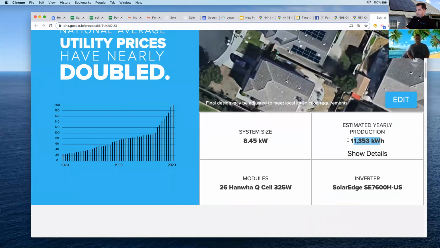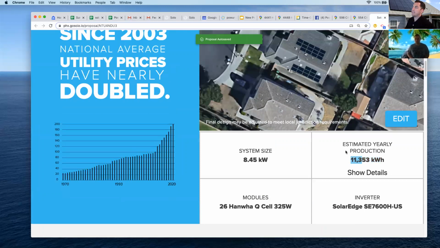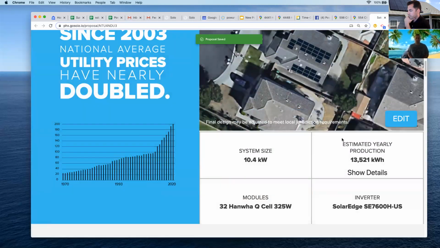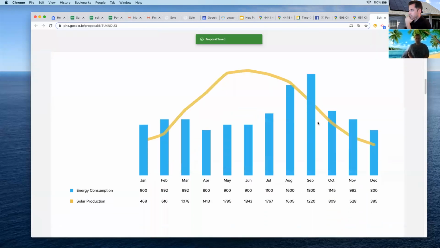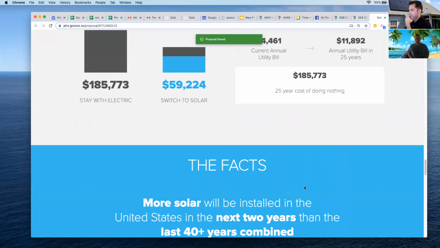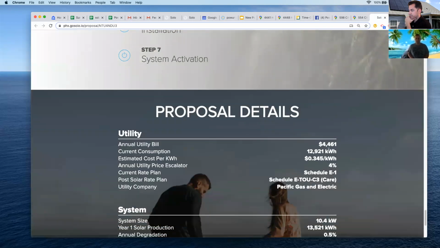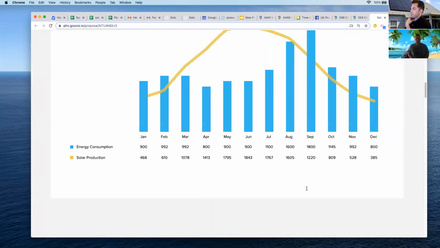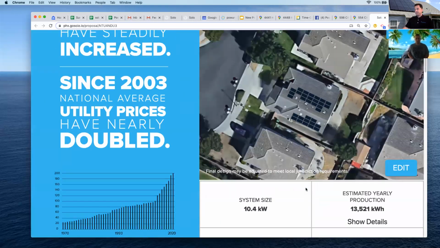Estimated production. It just so happens we're already at 11,353, guys, but customize that. Now we can get up to 105% of an estimated usage of 12,900 kilowatts. So, in conclusion, this is probably a deal that I would sell.